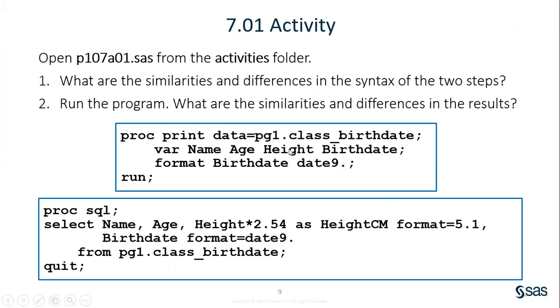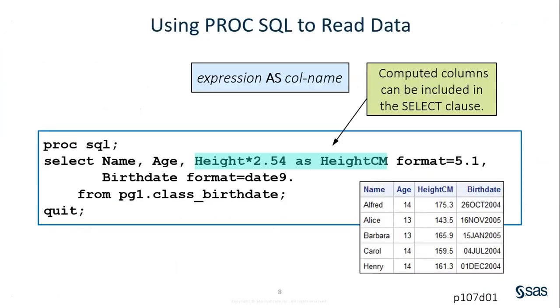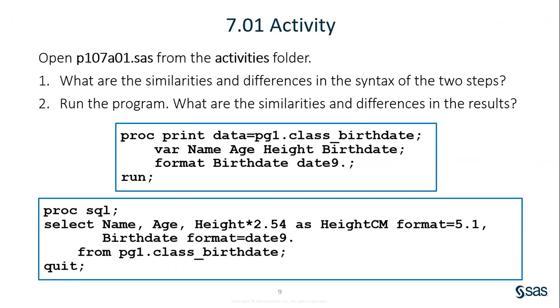Okay. So it's telling here, open this activity A01 for lesson number 7. What are the similarities and differences in the syntax of the two steps? Run the program. What are the similarities and differences in the result? So it's a proc print and here it's proc SQL. Same thing. Go ahead, open this program A01, execute, and we'll discuss. Of course, we have already discussed it, but let's open.